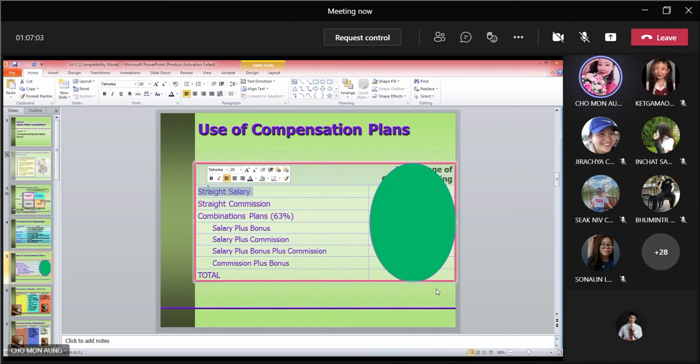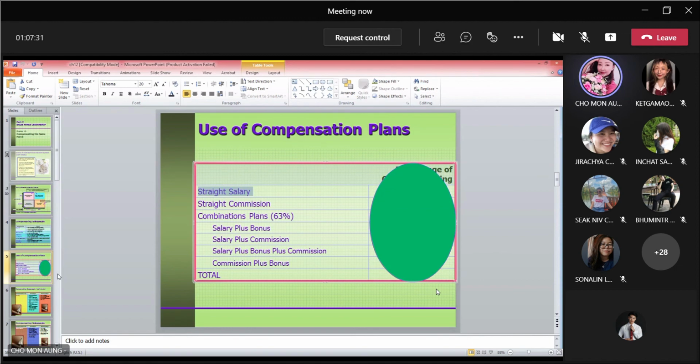Okay, and the next one will be the combination plan. For combination plans, definitely we combine more than one. Okay, so for the combination plan, here we can combine salary and bonus, and also salary and commission, or we can even combine all of them together. We call it a complete compensation plan. Okay, so we will come to the combination plan later on.